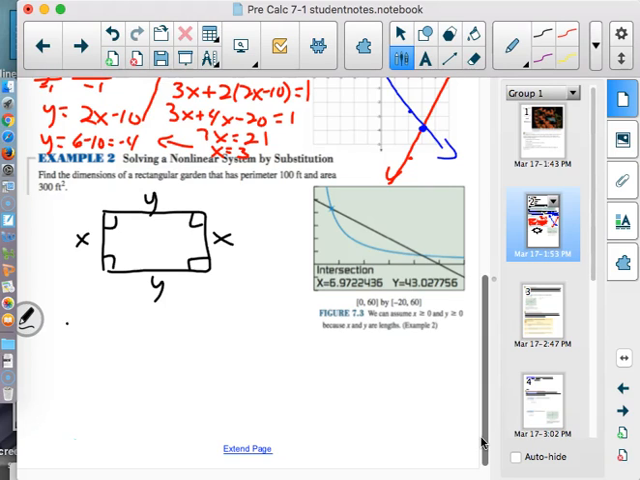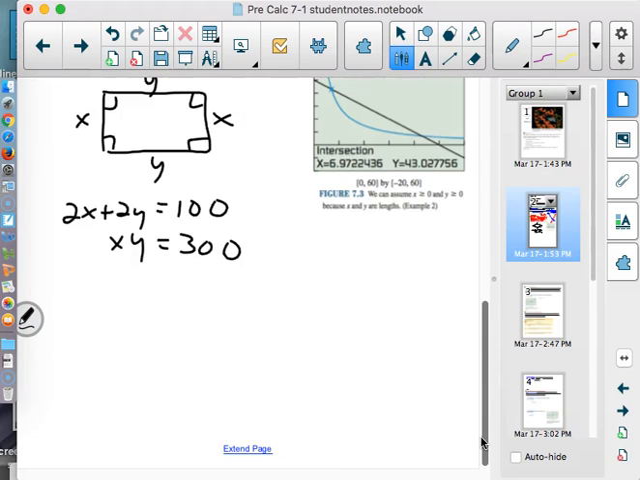All right, it says all the sides added up. So if we added 2x plus 2y, they said that's supposed to come out to be 100, because peri means around. All right, area. How do you find area of a rectangle? Length times width. Okay, so x times y equals 300. Looks a little different than the other system that we had. But it's still a system, right? So maybe we try some substitution.